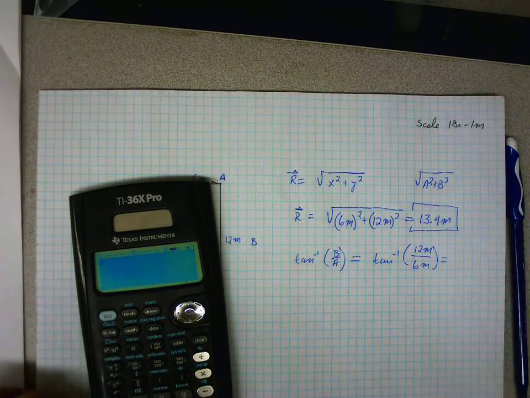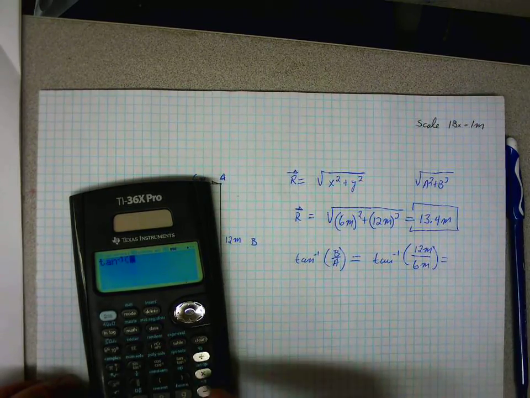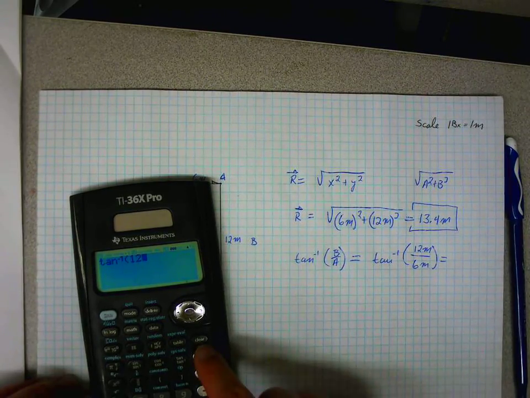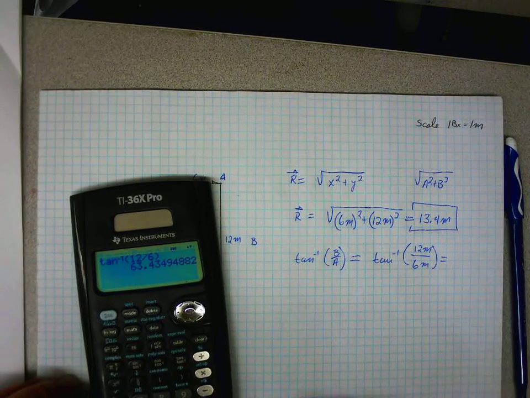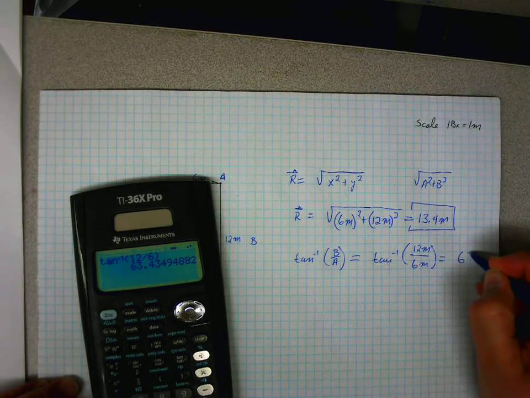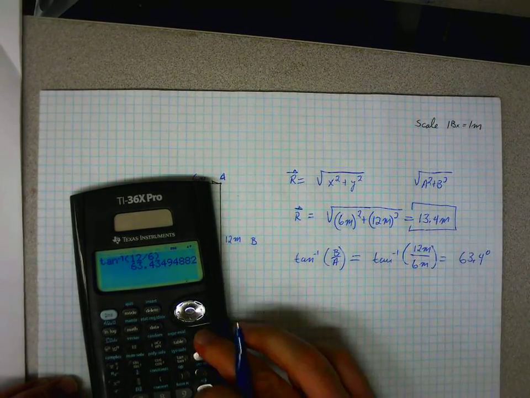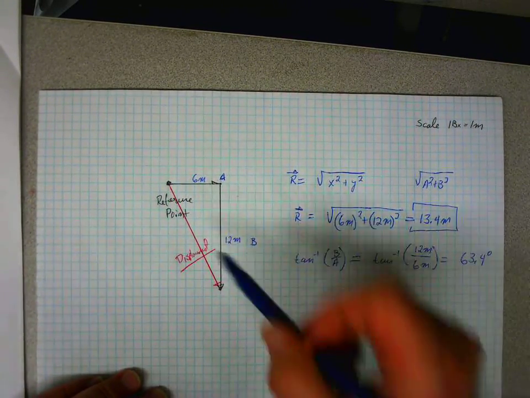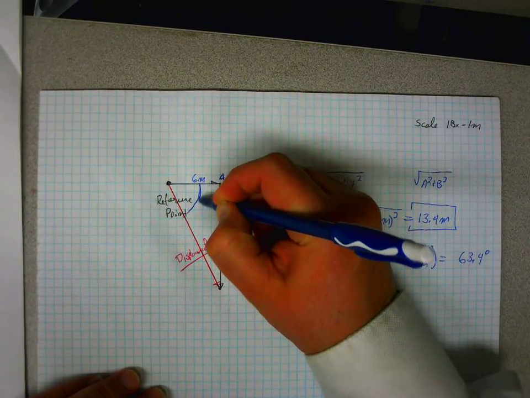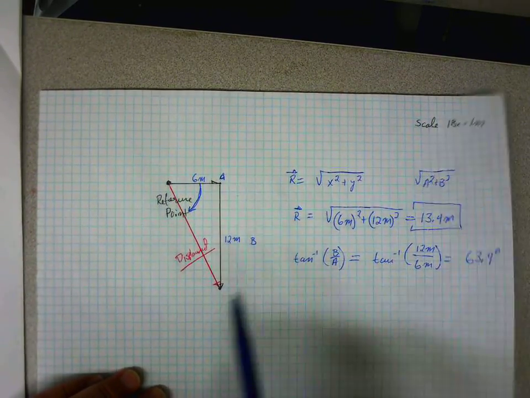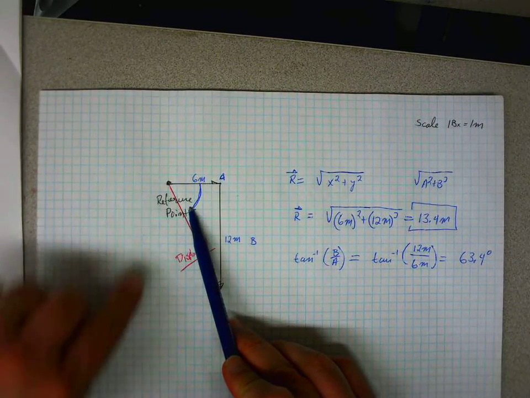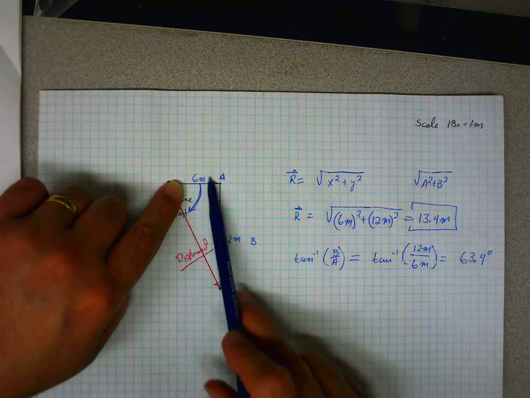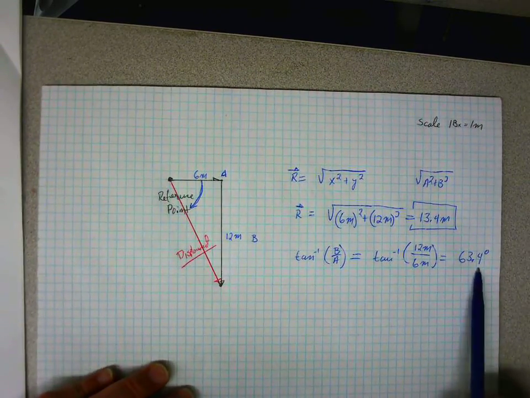So the number becomes arctan. We hit this button twice to get the arctan. Then we plug in 12 divided by 6, enter. And we get an angle of 63.4 degrees. So that means that from the first angle, going this way, it should actually be going up this way. Because again, this line should be going up that way. This angle here is 63.4 degrees.